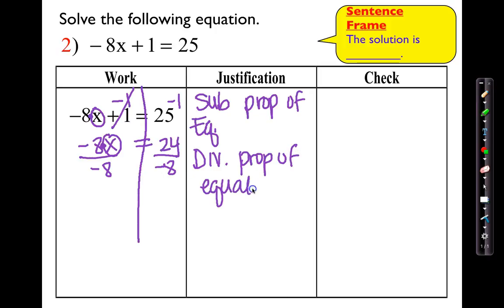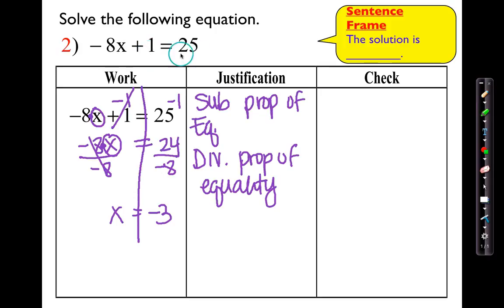Let me write it out for you so you can see what it looks like. Negative 8 divided by negative 8 is 1. 1 times x is x. Here, 24 divided by negative 8 is negative 3. But before we claim that this is our final answer, we're going to check our work.